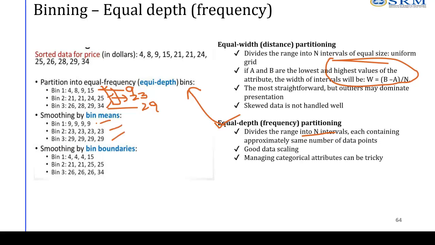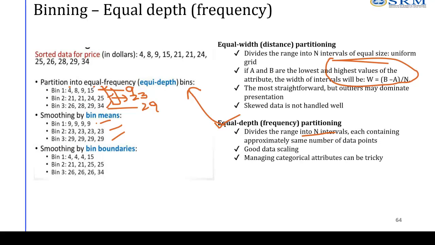Fine. And then for smoothing by bin boundaries, here the minimum is 4 and the maximum is 15. When you check the two middle elements, 8 is closest to 4, so 8 is replaced with 4, and 9 is closest to 4 compared to 15, so 9 is replaced with 4. In bin 2, 21 and 25 are the minimum and the maximum. 21 is closest to 21, so it's replaced with 21. 24 is closest to 25 compared to 21, so 24 is replaced with 25.